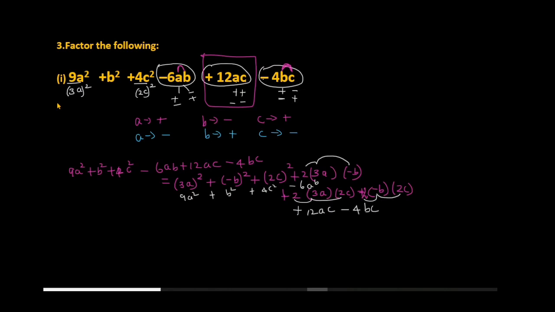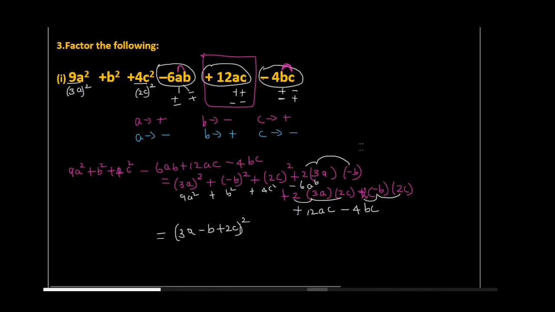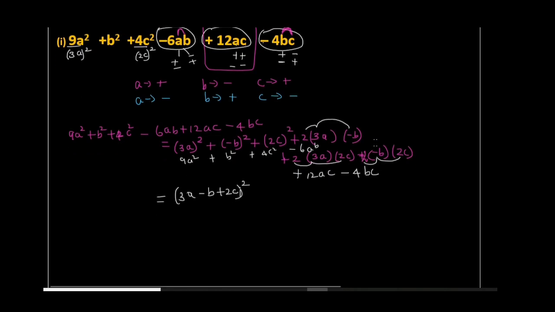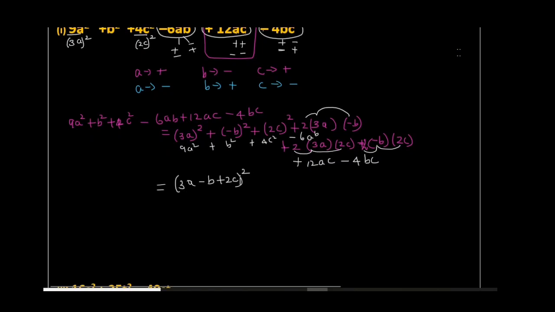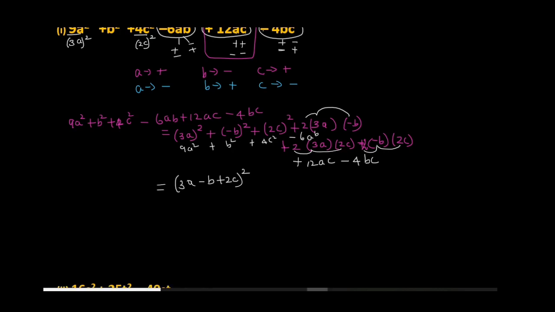Yes, we got the same expansion. So this is nothing but (3A minus B plus 2C) the whole squared. So the factor of the given one is (3A plus or minus B plus 2C) the whole squared. Suppose we are taking A and C both negative. Let's see the expansion, what answer we are getting there.